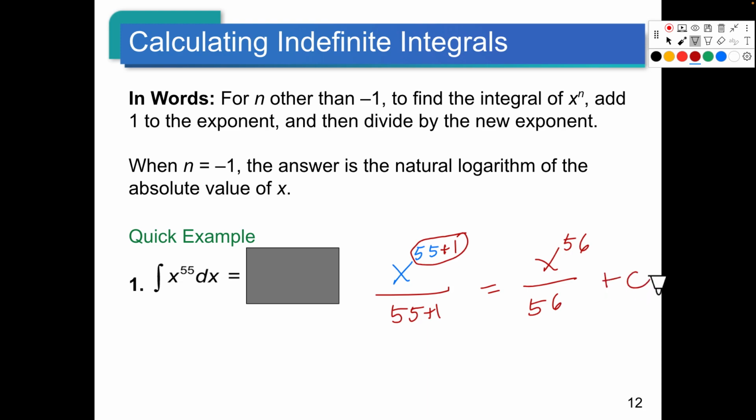Again, come back and take the derivative of what you finished with, because remember, when you do, you're supposed to get what you started with. So the 56 comes down. 56 divided by 56 is 1. You're just going to have x to some power. Subtract 1, you're going to have x to the 55th power. That's what we started with. You see how we're able to check our answer.